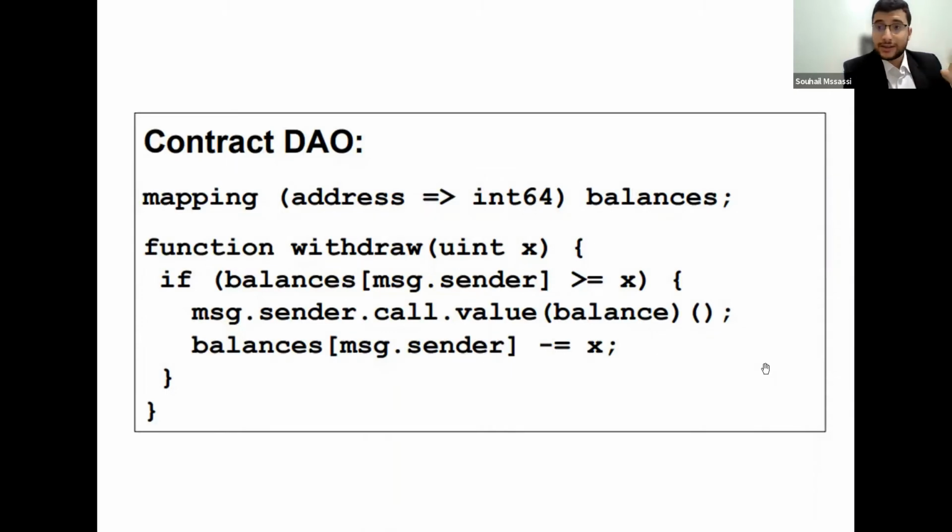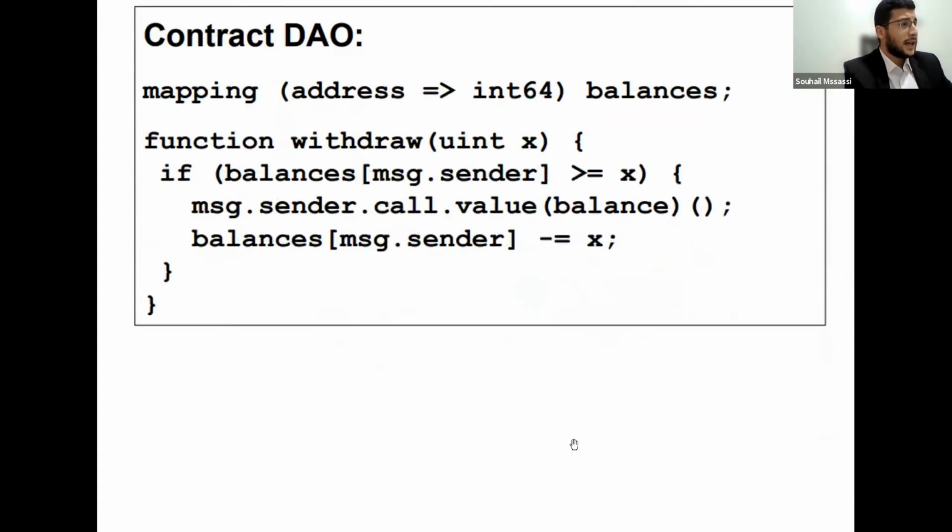At first sight we see that everything is okay, but of course here there is a critical vulnerability that we call the reentrancy attack, and it led to the fork of Ethereum into Ethereum Classic and the Ethereum that we know now.